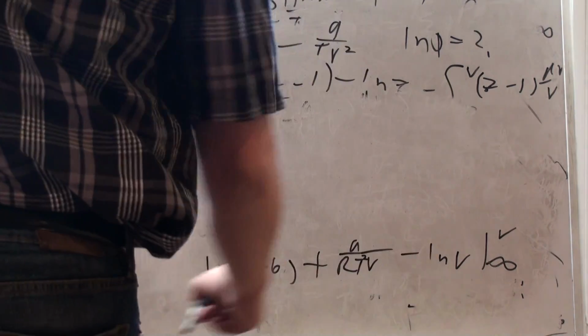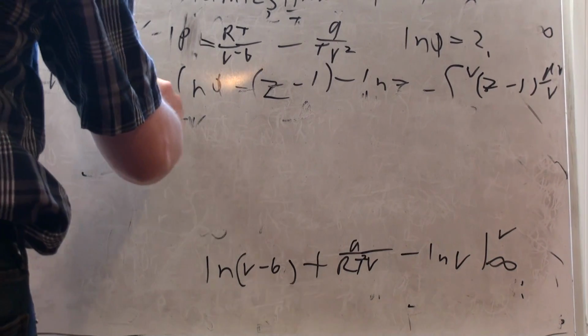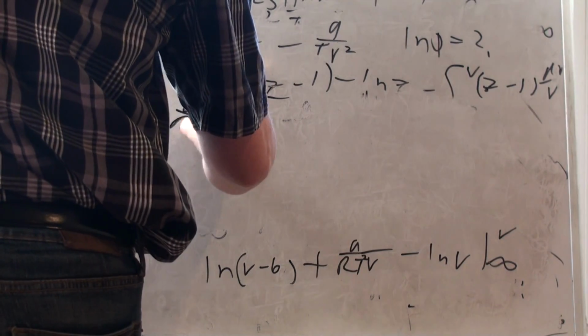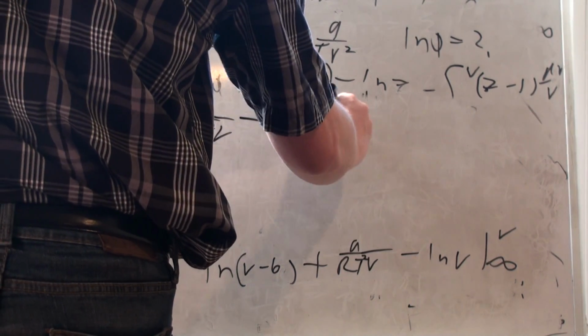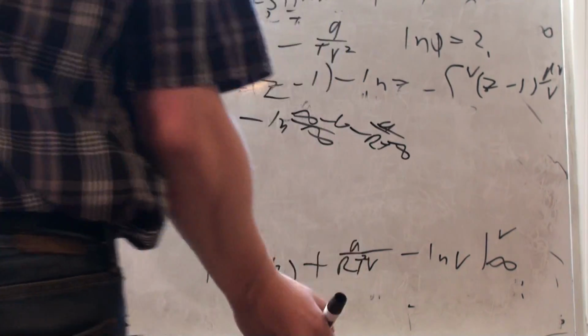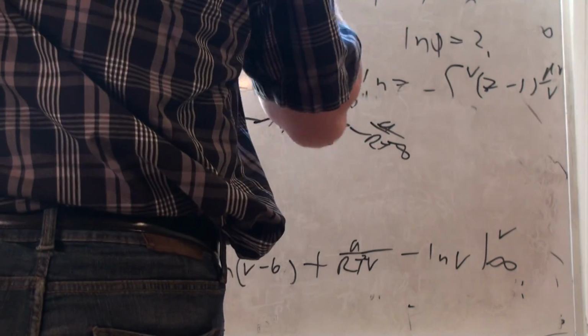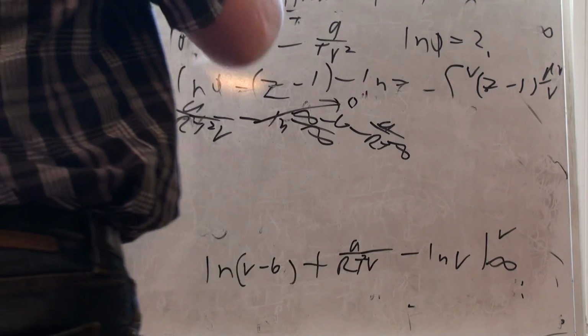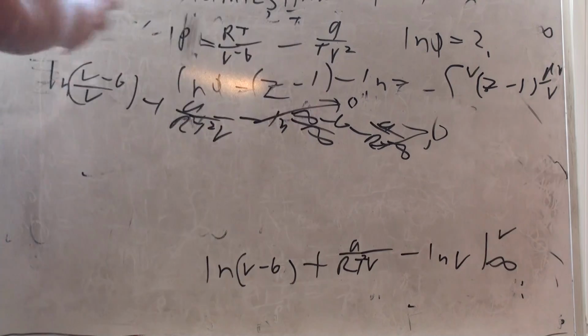So I have those two that I can combine. I have natural log of v minus b over v, plus a over RT squared v, minus natural log of infinity minus b over infinity, minus a over RT squared infinity. What is infinity minus b? Infinity. What's infinity divided by infinity? 1. What's the natural log of 1? 0. What's a over infinity? 0. So when I'm all said and done, I have those two.